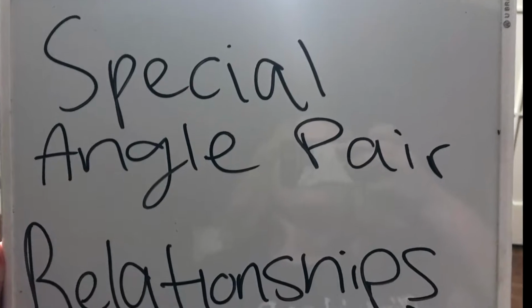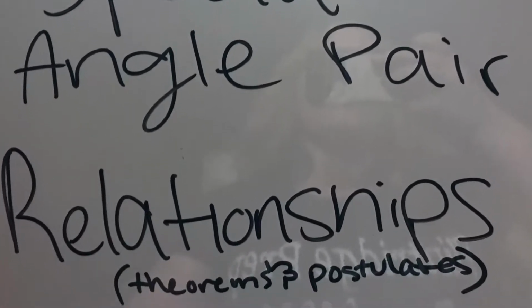We chose this chapter for our free choice topic because it's the second most important topic in chapter 3. Knowing what the special angle pairs are creates a strong base for the rest of the chapter with the theorems and postulates that include the angle pairs. Speaking of theorems and postulates, let's learn about them. Special angle pair relationships, theorems, and postulates.